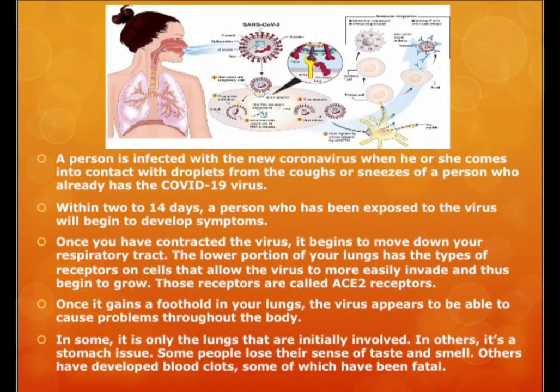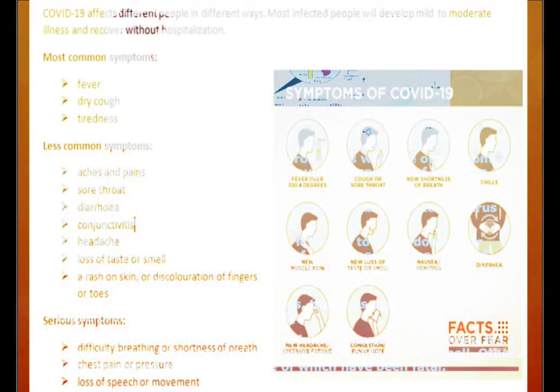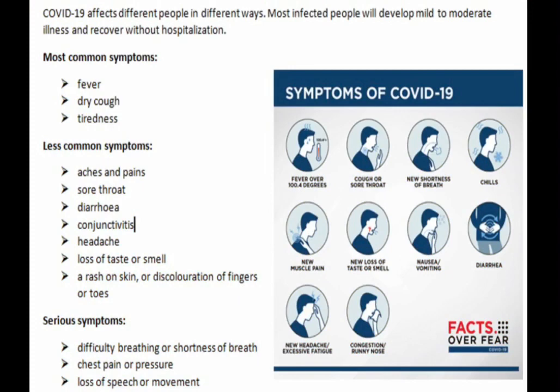A person is infected with the new coronavirus when he or she comes into contact with droplets from the cough or sneezes of a person who already has the coronavirus. Within 2 to 14 days, a person who has been exposed to the virus will begin to develop symptoms. Once you have contracted the virus, it begins to move down your respiratory tract. The lower portion of your lungs has the types of receptors on cells that allow the virus to more easily invade and thus begin to grow. The receptors are called ACE2 receptors. COVID-19 affects different people in different ways.